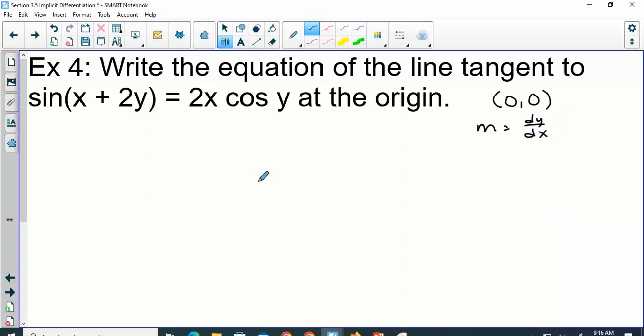All right, everybody's favorites here. So let's think about it. This is sine of that. So the chain rule says derivative of the outside, so the derivative of sine is cosine. The inside stays the same, times the derivative of the inside. So what is the derivative of x? What is the derivative of 2y?